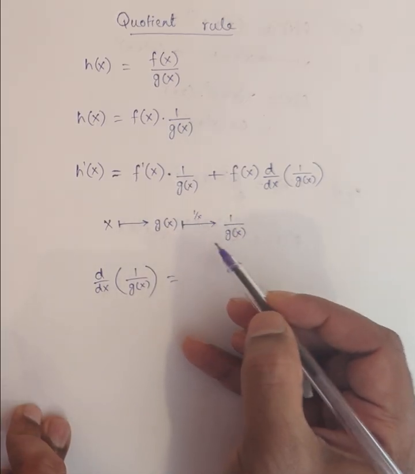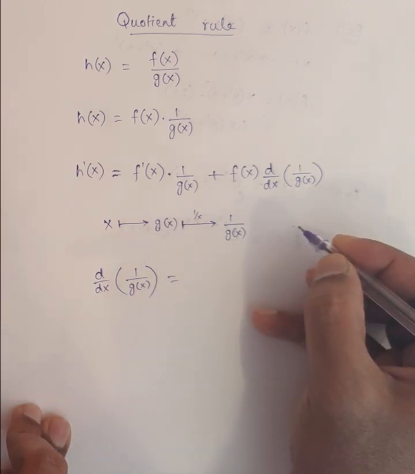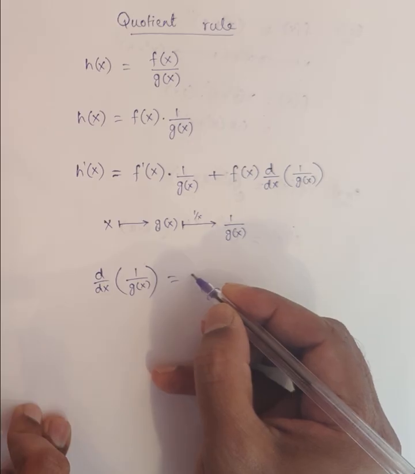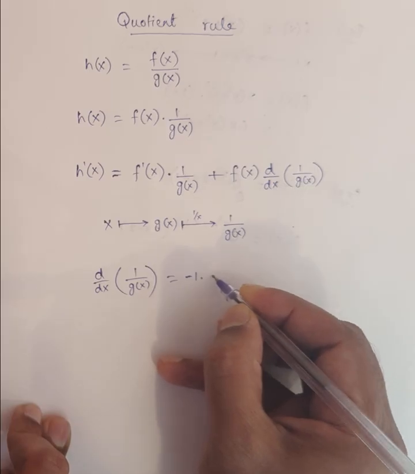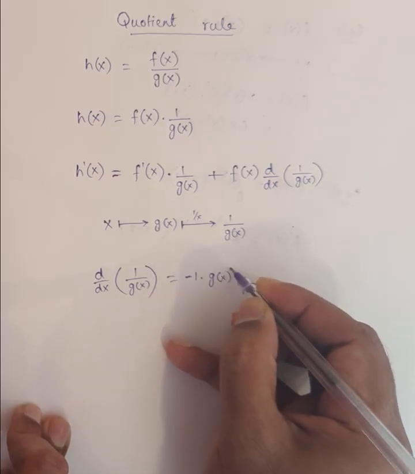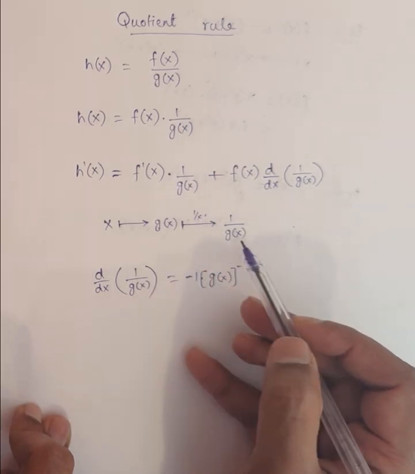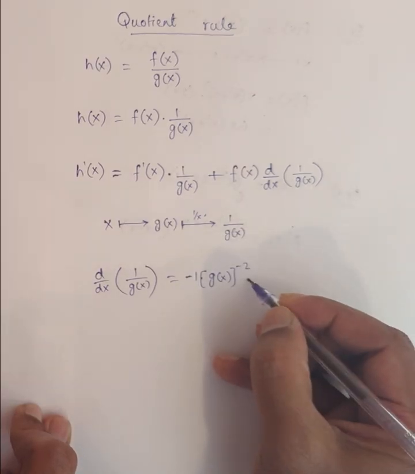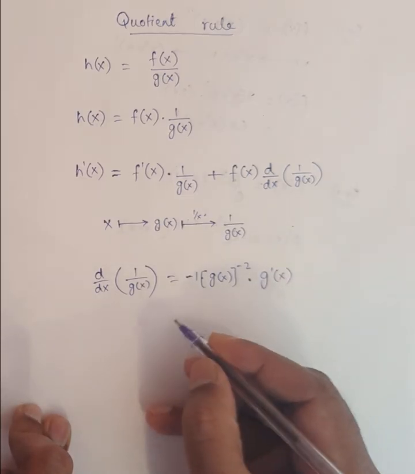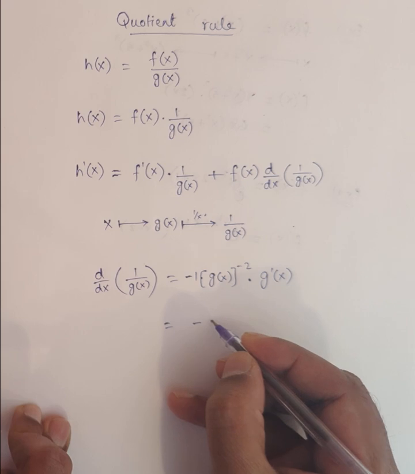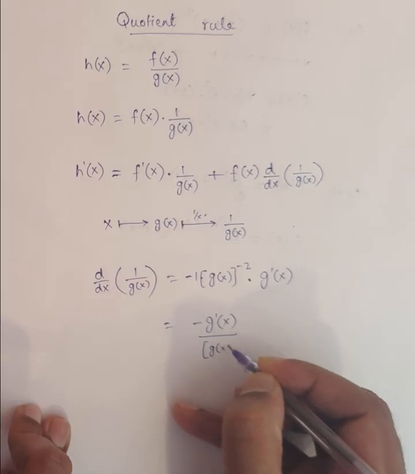The outside function is 1 over x, whose derivative would be, so derivative of 1 over x is negative 1 x to the negative 2. So it would be negative 1 times g of x to the power negative 2. So you evaluate the derivative at g of x times the derivative of inside, which is g prime x. So let's rewrite this as negative g prime x over g of x quantity square.